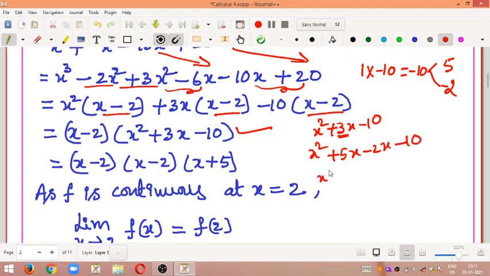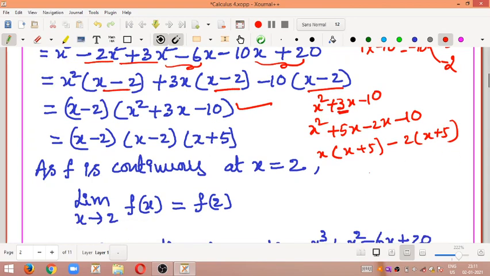Again in x square plus 5x, x is common: x into x plus 5. Again in these two, minus 2 is common: x plus 5. Here x plus 5 is common, remaining here x is there, here minus 2. So for this, x plus 5 and x minus 2 are factors totally. So for that polynomial, x minus 2 whole square into x plus 5 are the factors.